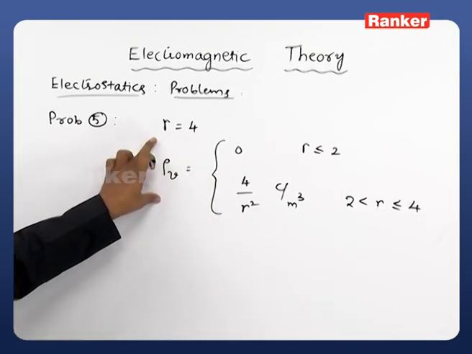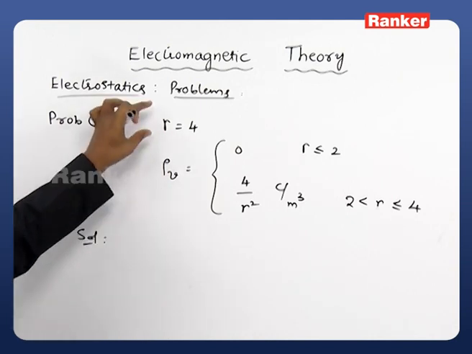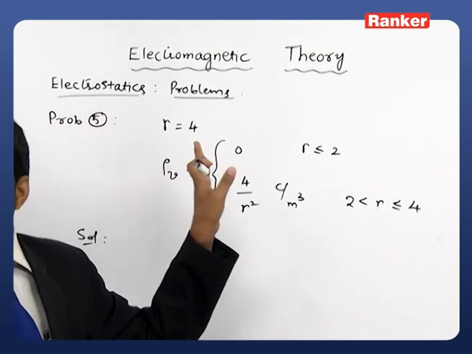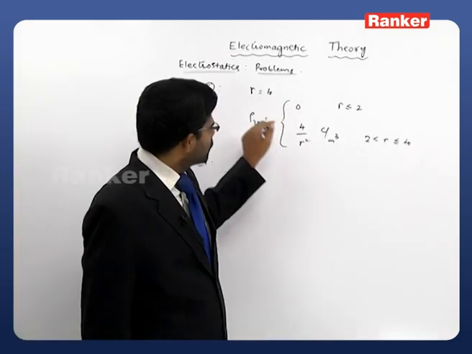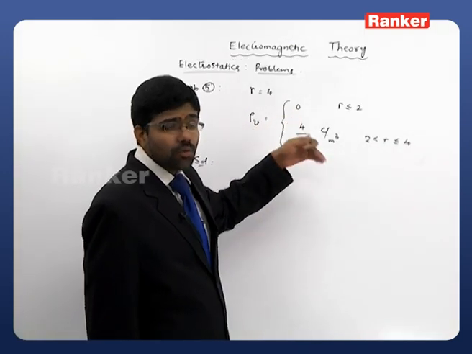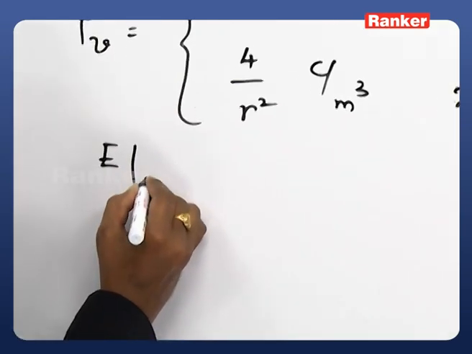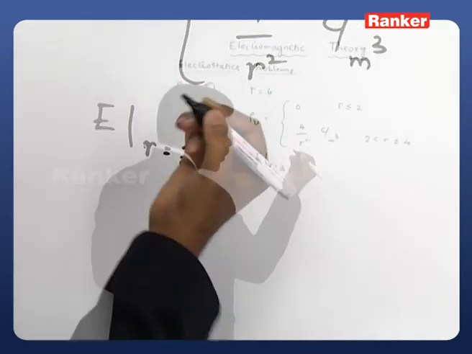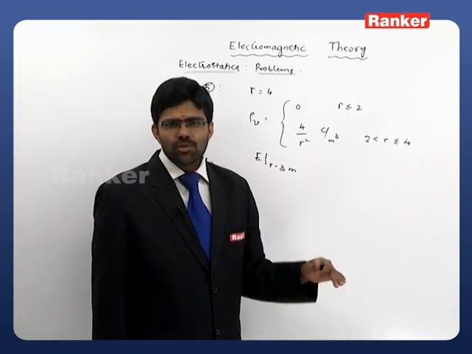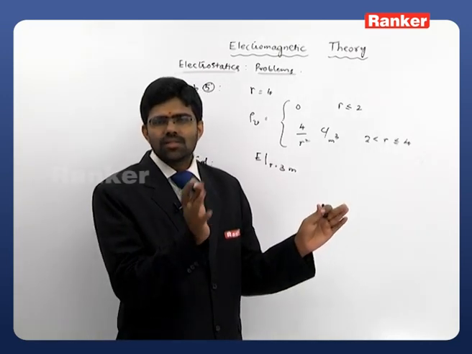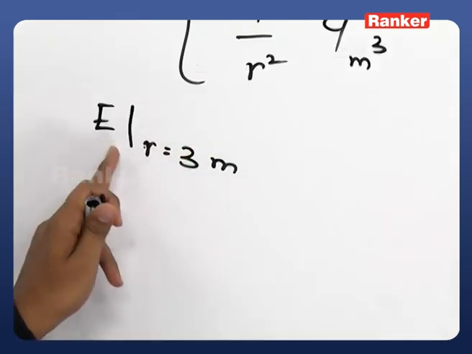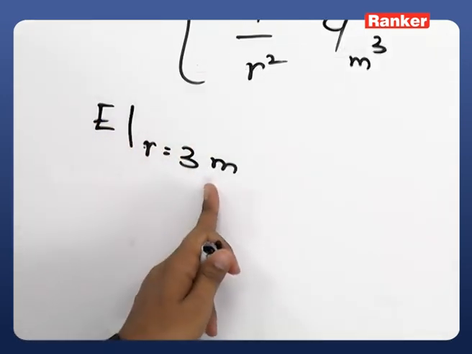So this is the charge distribution which is given to us, and this is the spherical shell we have with radius r equals 4, where rho v is the charge distribution. Now we need to calculate the electric field intensity at another location, that is E at r equals 3 meter. In our previous case, r equals 2 meter, since there is no charge, it is equal to 0. Now we are supposed to calculate the electric field intensity at r equals 3 meter.